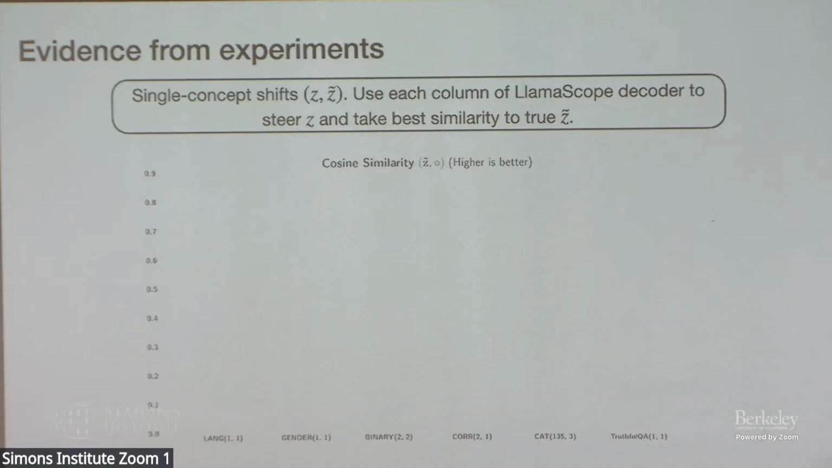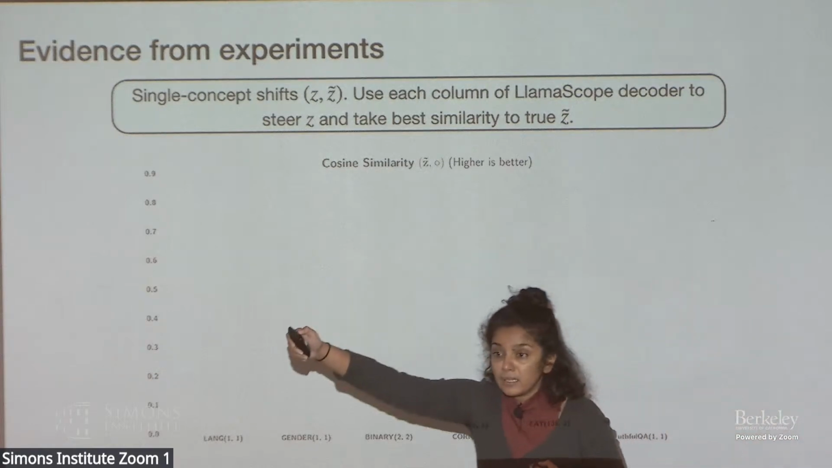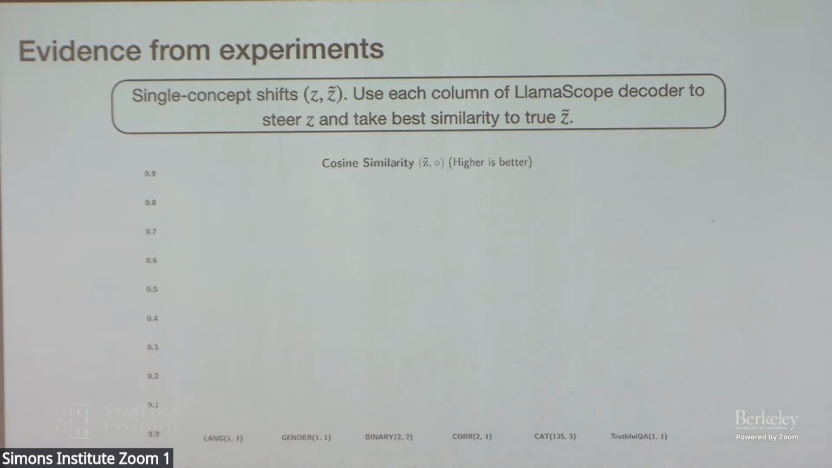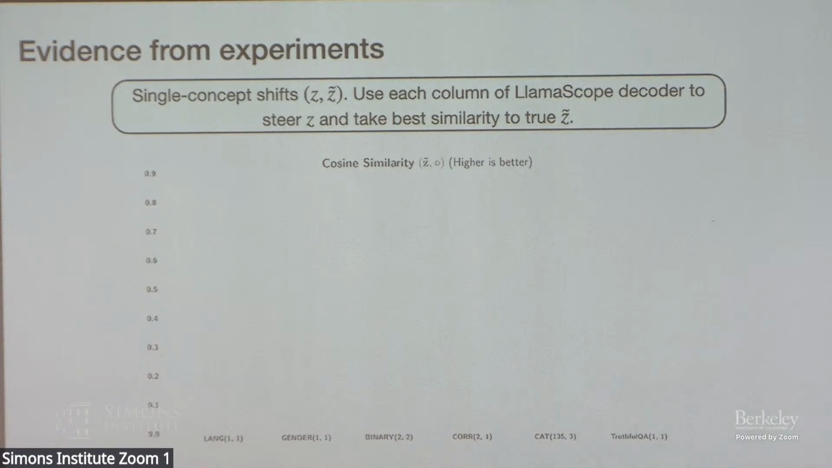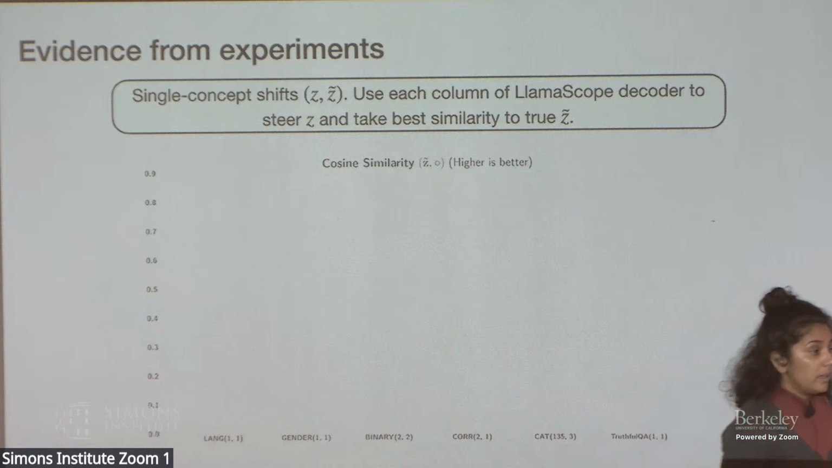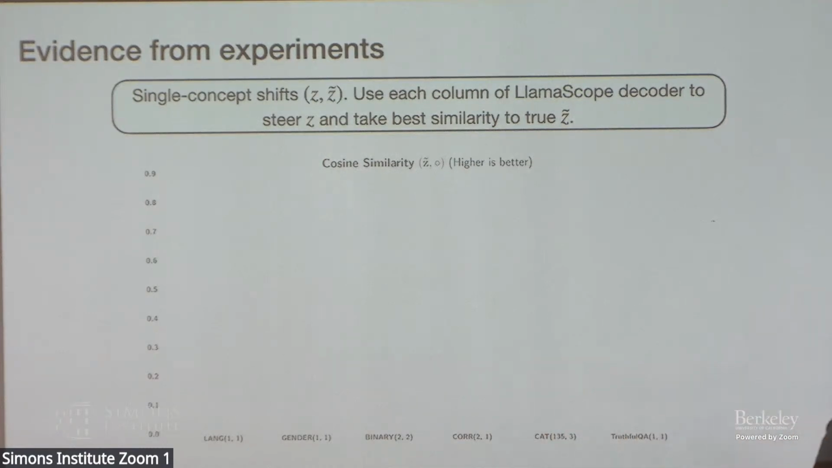I'll get back to these experiments later, but we did our own studies as well, using a different set of tasks, which were different natural language datasets where some natural language concepts are varying. And we looked at these examples, Z and Z tilde. Again, these are embeddings, remember, where Z tilde is an embedding that derives from a single concept shift in the prompts themselves. We tried taking each column of the Llama Scope open source decoder to steer Z and see if you get pretty close to Z tilde. You have to search over all columns, remember, because there is still this permutation indeterminacy that we can't do anything about. And our findings were a little bit more promising.